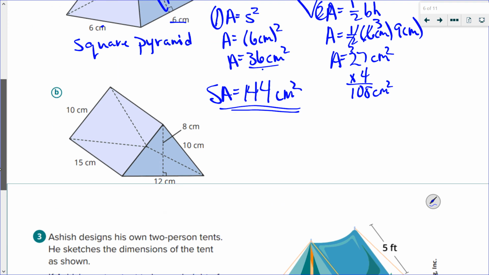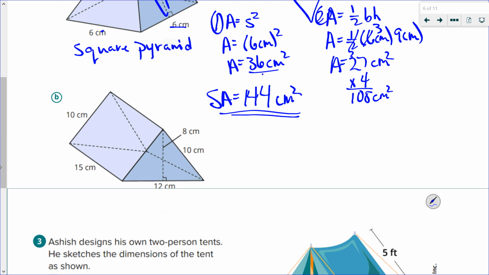What is my shape for part B? Yes. Square prism. Remember, I name it by my base shapes. What's the bases on this one? Usually when it's sitting on the other.